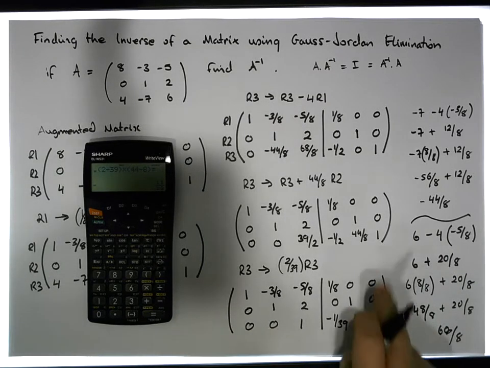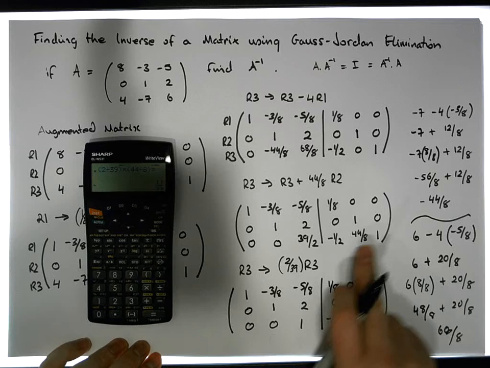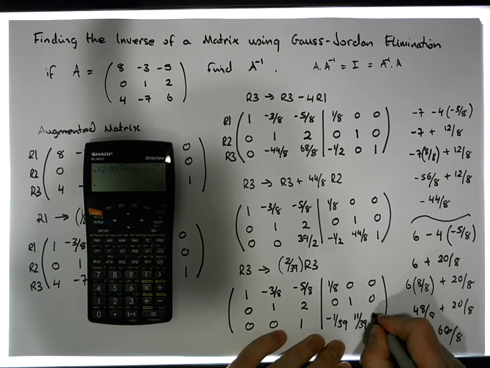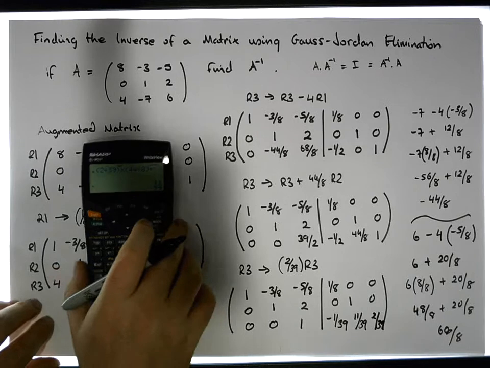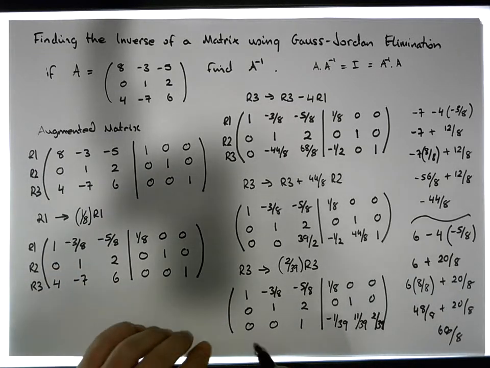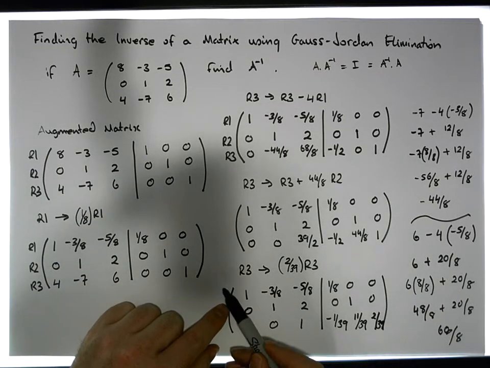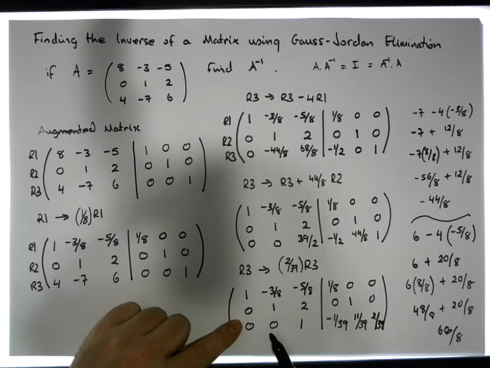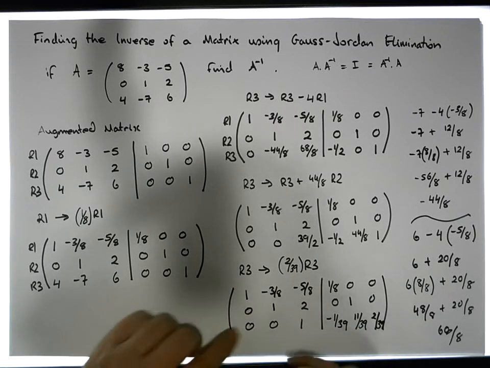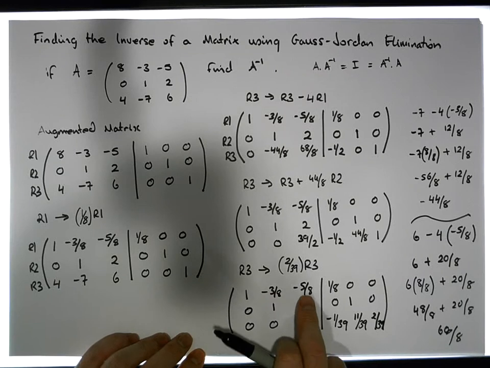And what about this value here? Well, this value is going to become 2 39ths times 1, which is 2 39ths. So now what we've done is we've converted this particular matrix. The main diagonal now has all leading ones, and everything below the main diagonal is zeros. So now we proceed to convert these values above the diagonal into zeros.